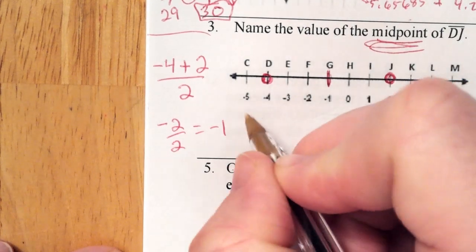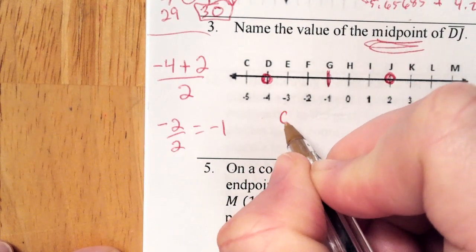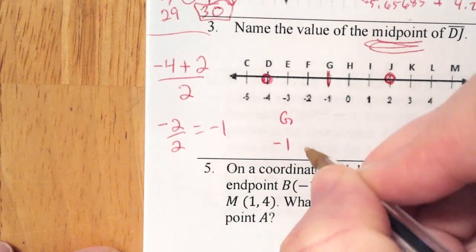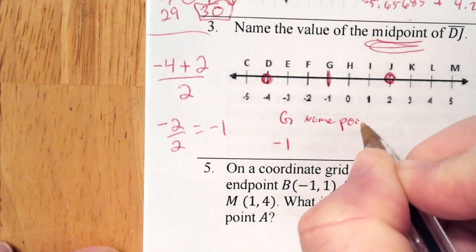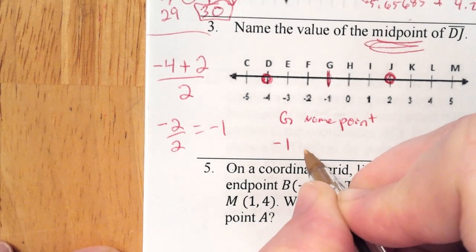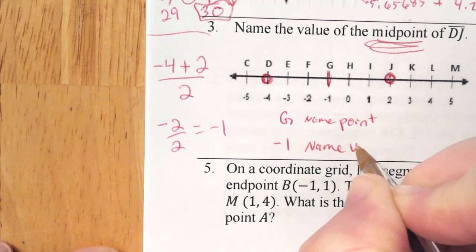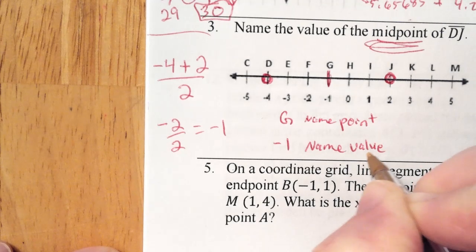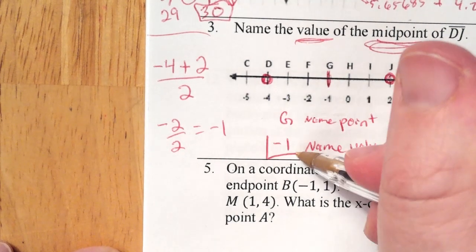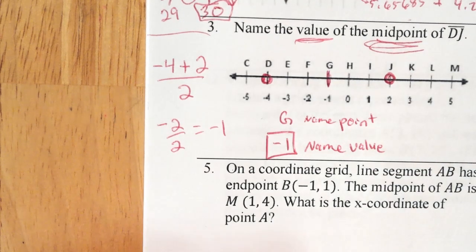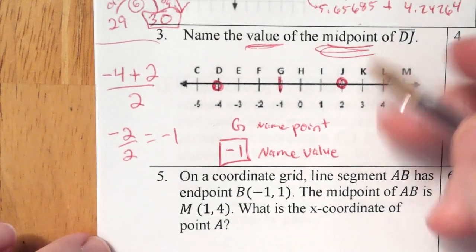So the answer would either be G, or the answer would be -1. If they said name the point, the answer would be G. If they said name the value, which means number, it would be -1. And they said, what's the value? So the answer was -1.